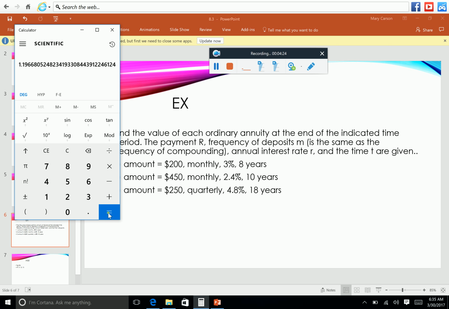You get that right there. Now you're going to subtract your 1. Okay, and I want to divide it by, and I'm going to put this in parentheses, your 0.06 divided by 12. Close parentheses, and you're equal. You get that. And then the last thing you do is you're going to multiply it by your big R, so times 50. And so you end up with 1,966.81 for your answer. Okay?